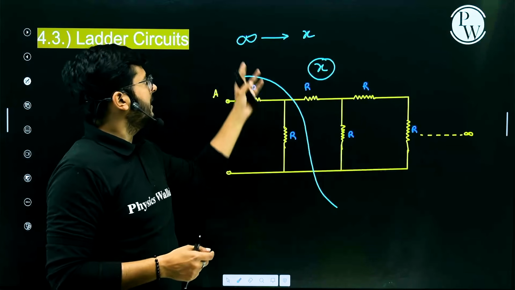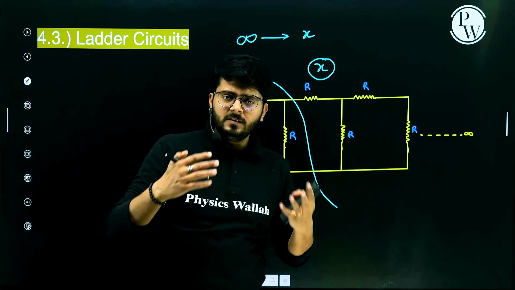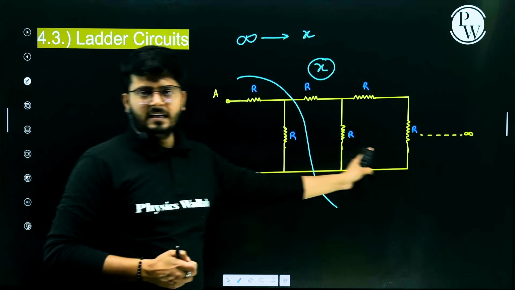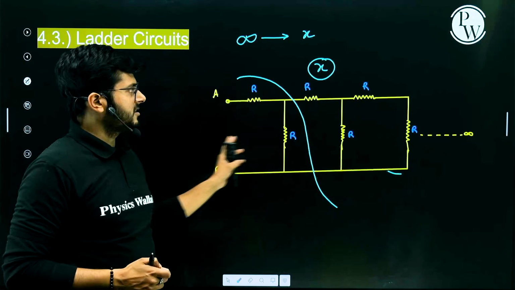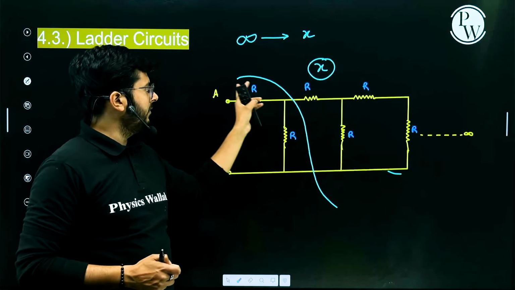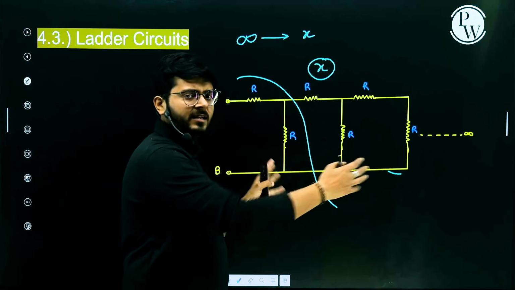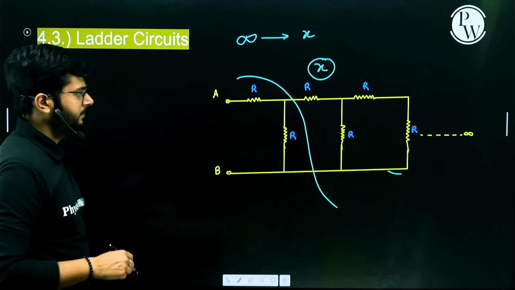Understand one more time. Since the whole thing is an infinite ladder, we have to find the resistance of this infinite ladder. And we have assumed that the resistance of the infinite ladder is X. So even if I remove one little portion out of it, the resistance of the remaining thing is still X. It will not change, okay?